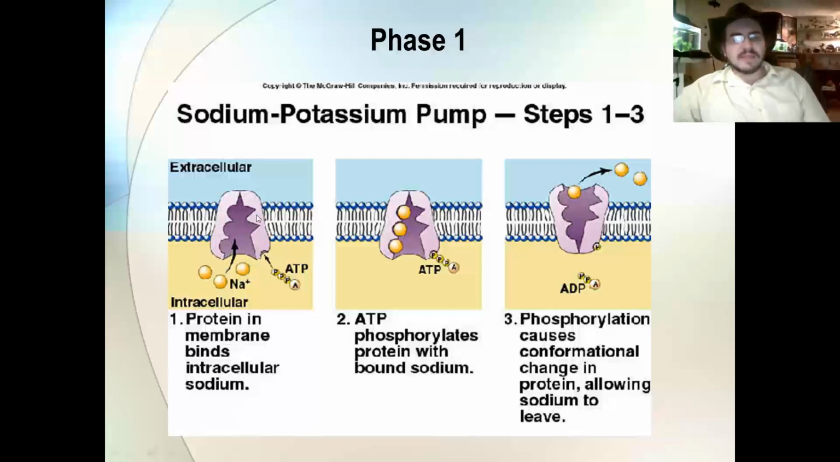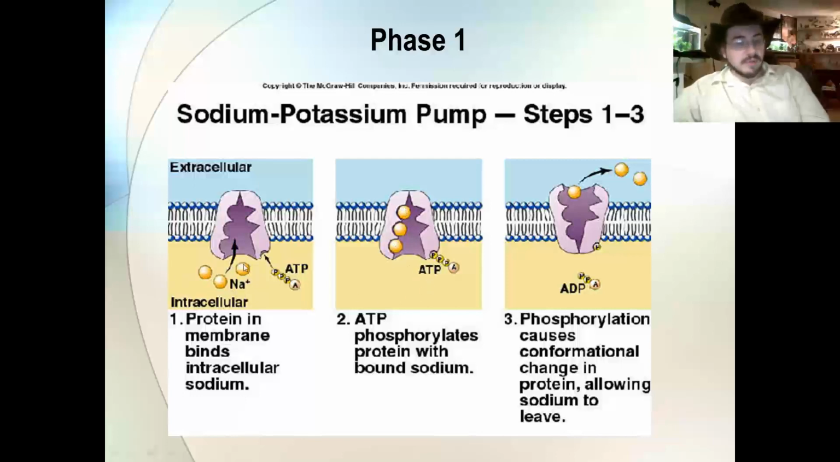These binding sites are for potassium, but at the moment, because of the shape of this protein, potassium isn't going to bind very well. So it's really only sodium that can move from the inside of the cell, which is this yellow portion, into the active transport protein. And it binds to the binding sites on my active transport protein.